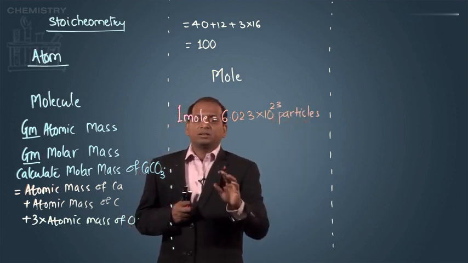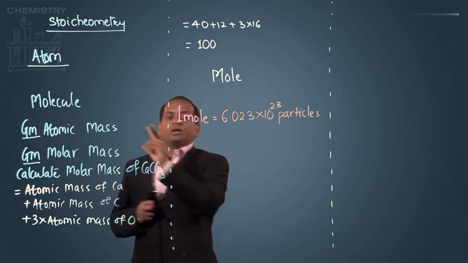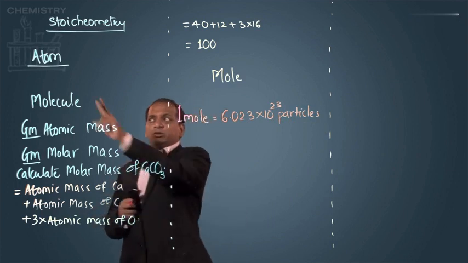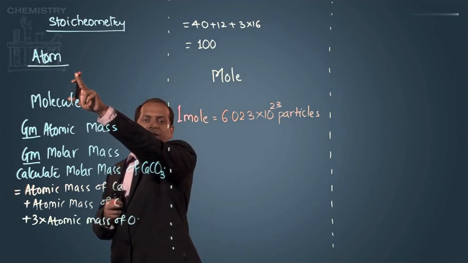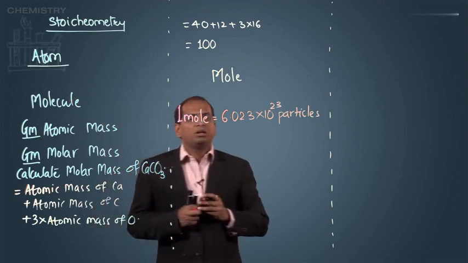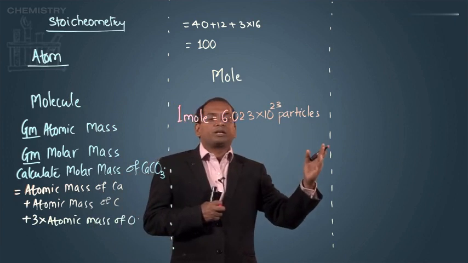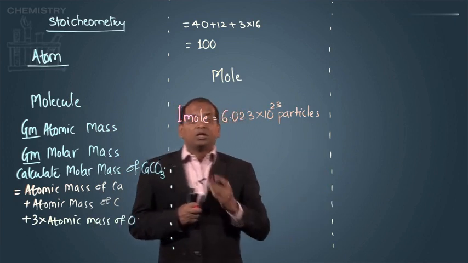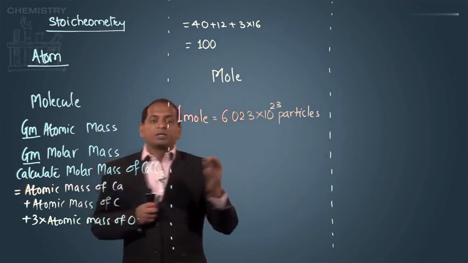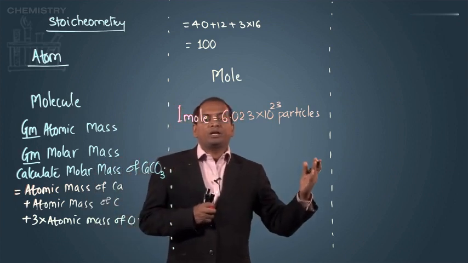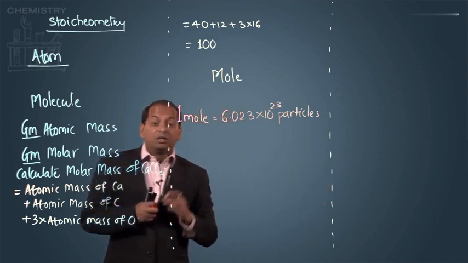What do you mean by this? When I am saying 1 mole of an element, the element is associated with atoms. So 1 mole of an element is equal to 6.023 into 10 raised to 23 atoms. 1 mole of a compound is 6.023 into 10 raised to 23 molecules.